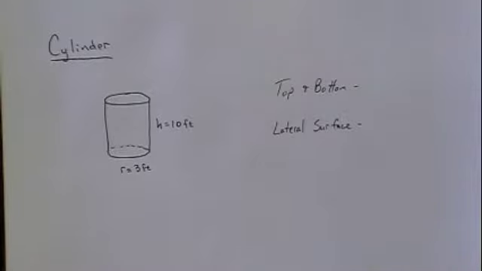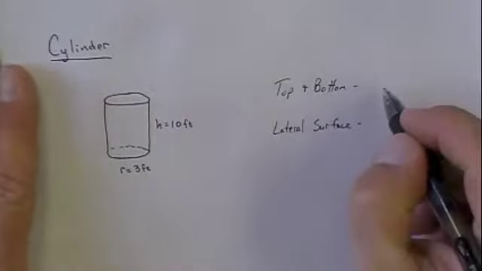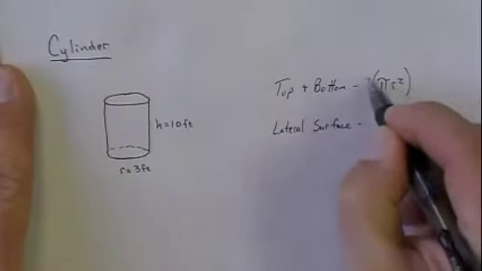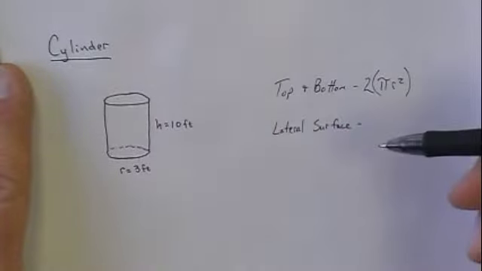Next, we're going to look at a cylinder. Again, we're finding surface area, so we're going to paint this cylinder. The top and the bottom would both be circles. We know to find the area of a circle, we take pi r squared. And in this case, we have 2 of them. And our lateral surface would be the side of this cylinder.